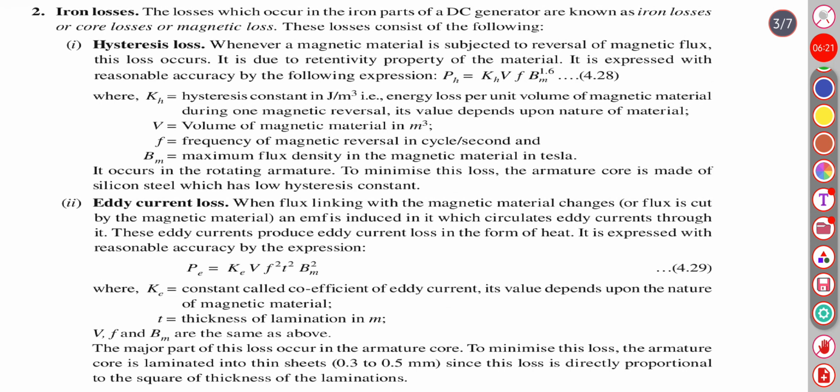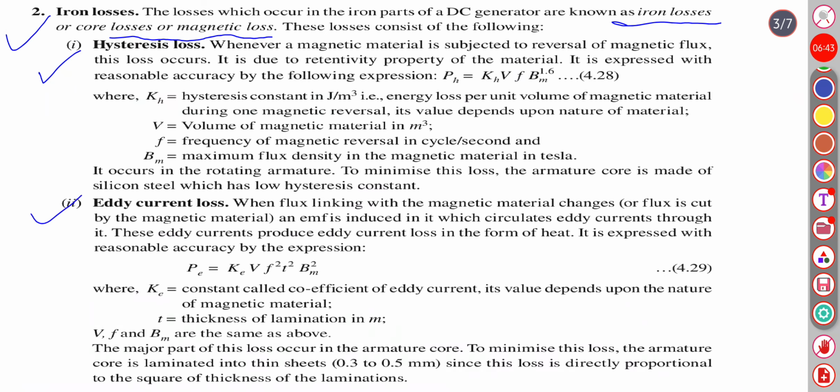Now second is the iron losses. The losses which occur in the iron parts of a DC generator are known as iron losses or core losses or magnetic losses. And in iron losses there are two types of losses. One is hysteresis, another one is eddy current.